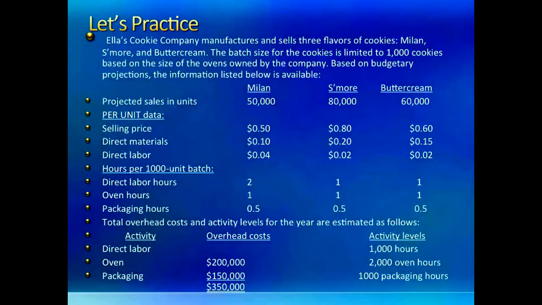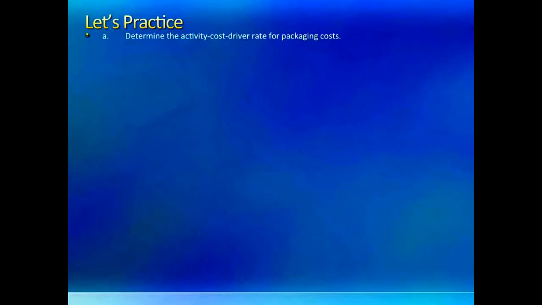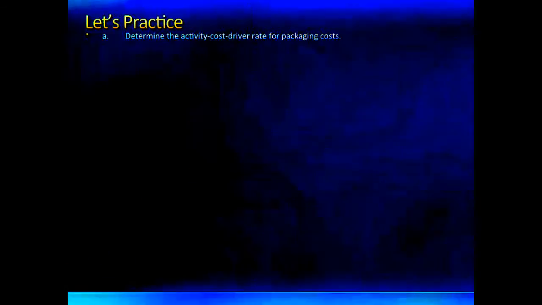So, our first question is about the estimated overhead rate for the packaging pool. What do we know about that? We know that we divide dollars in that pool by allocation base in that pool. So we get an overhead rate of $150 per packaging hour.